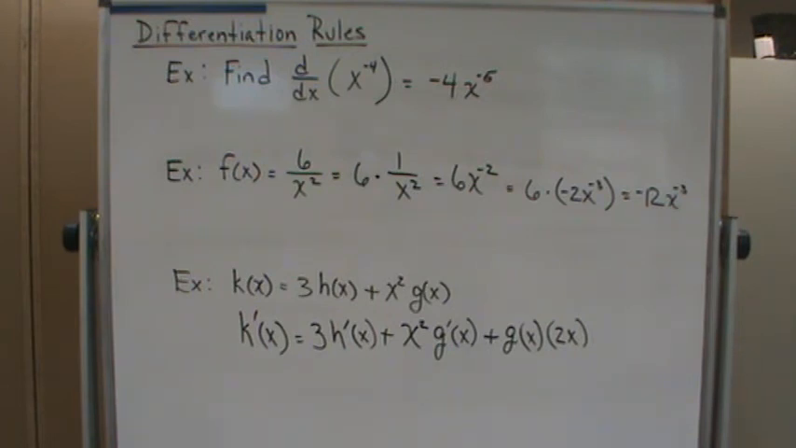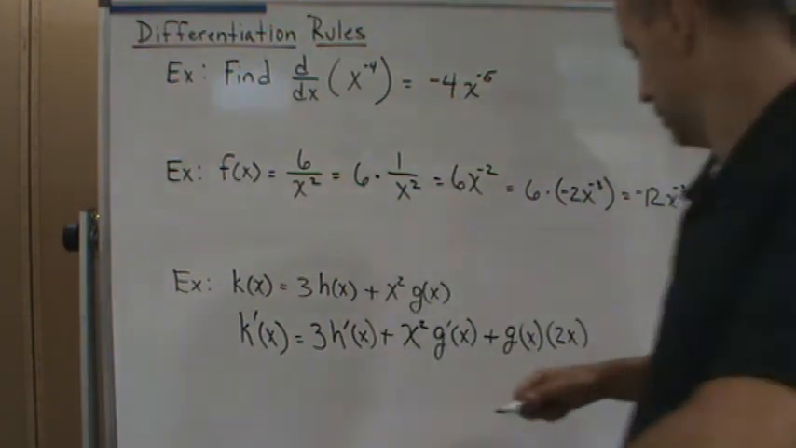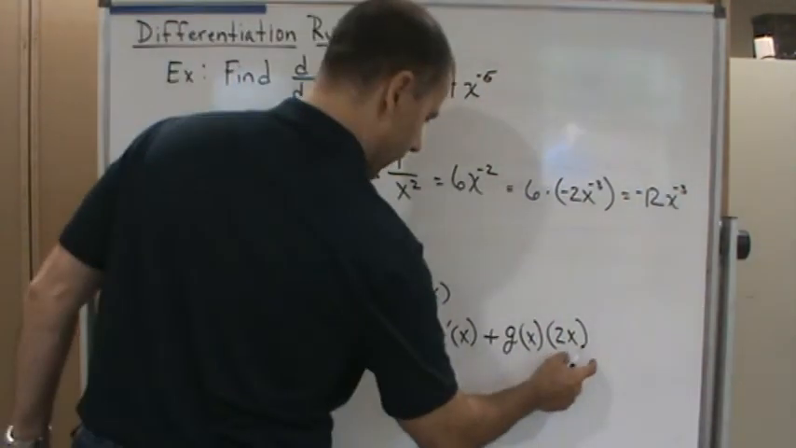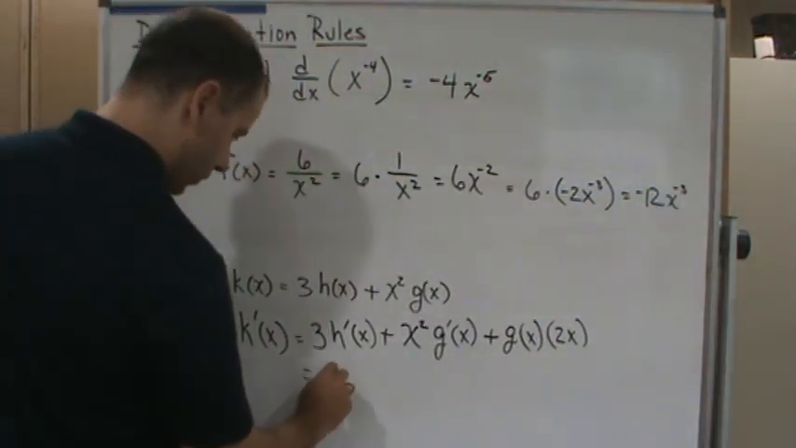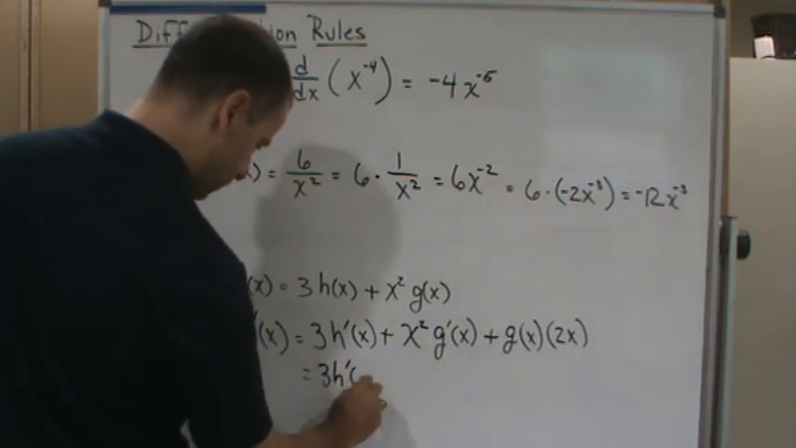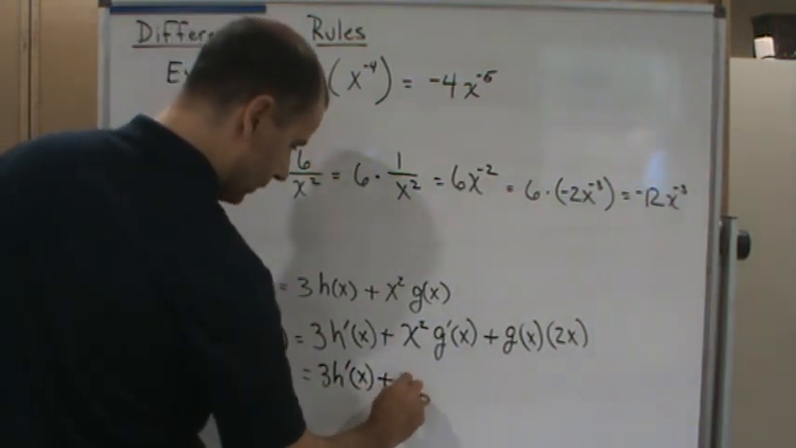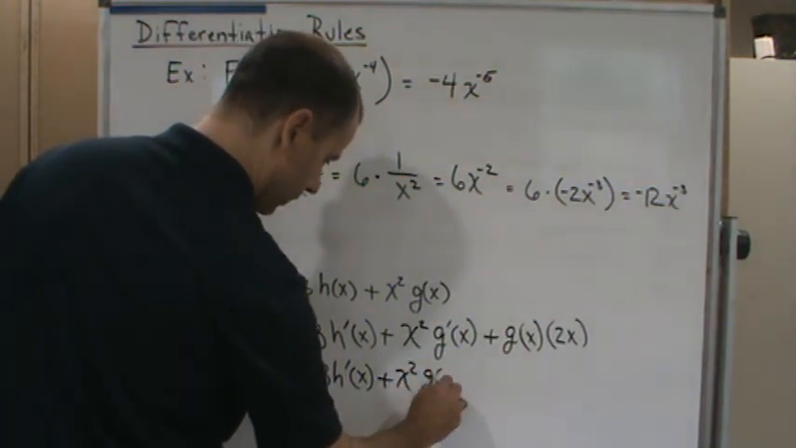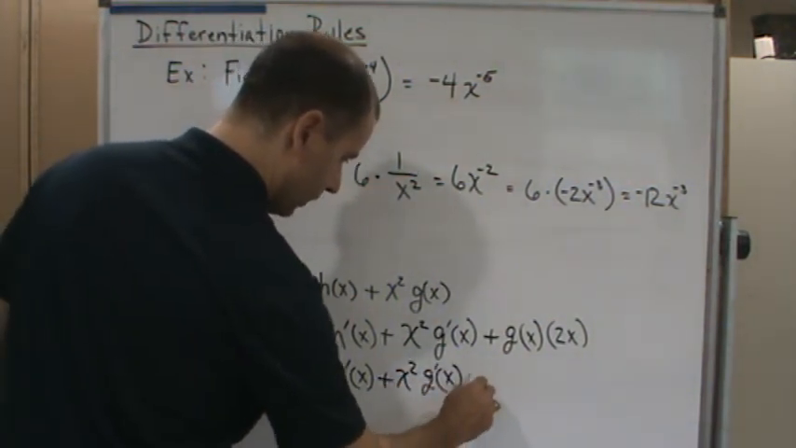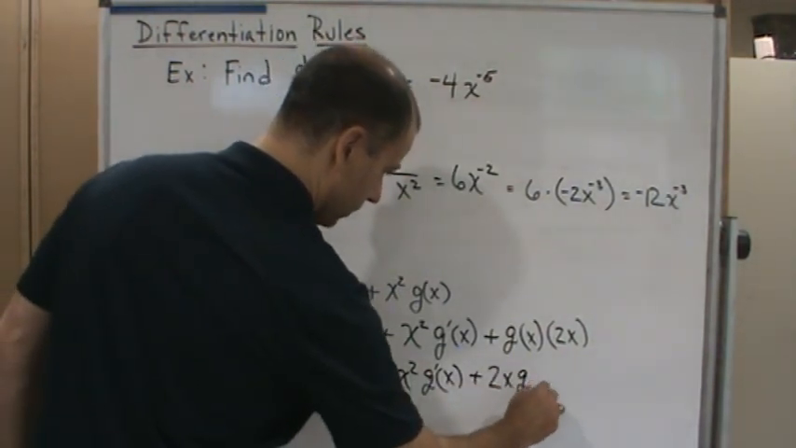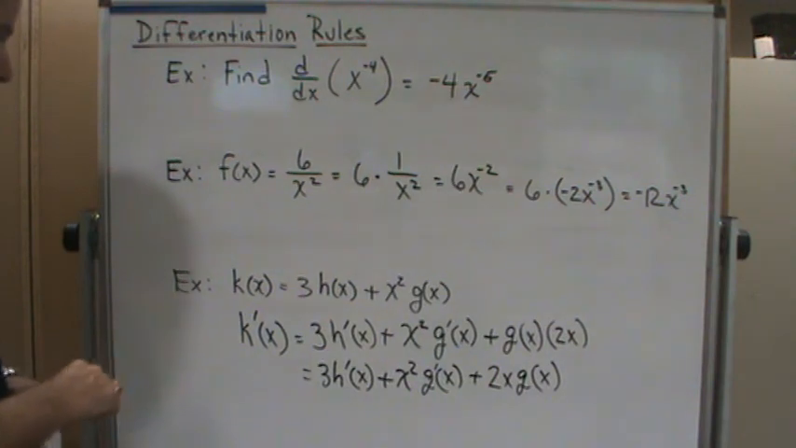Let me see here. Yeah, that's pretty much it. The only thing is I would put this in front. So this would be 3 times h prime of x plus x squared g prime of x plus 2x g of x. And that would be my final answer.